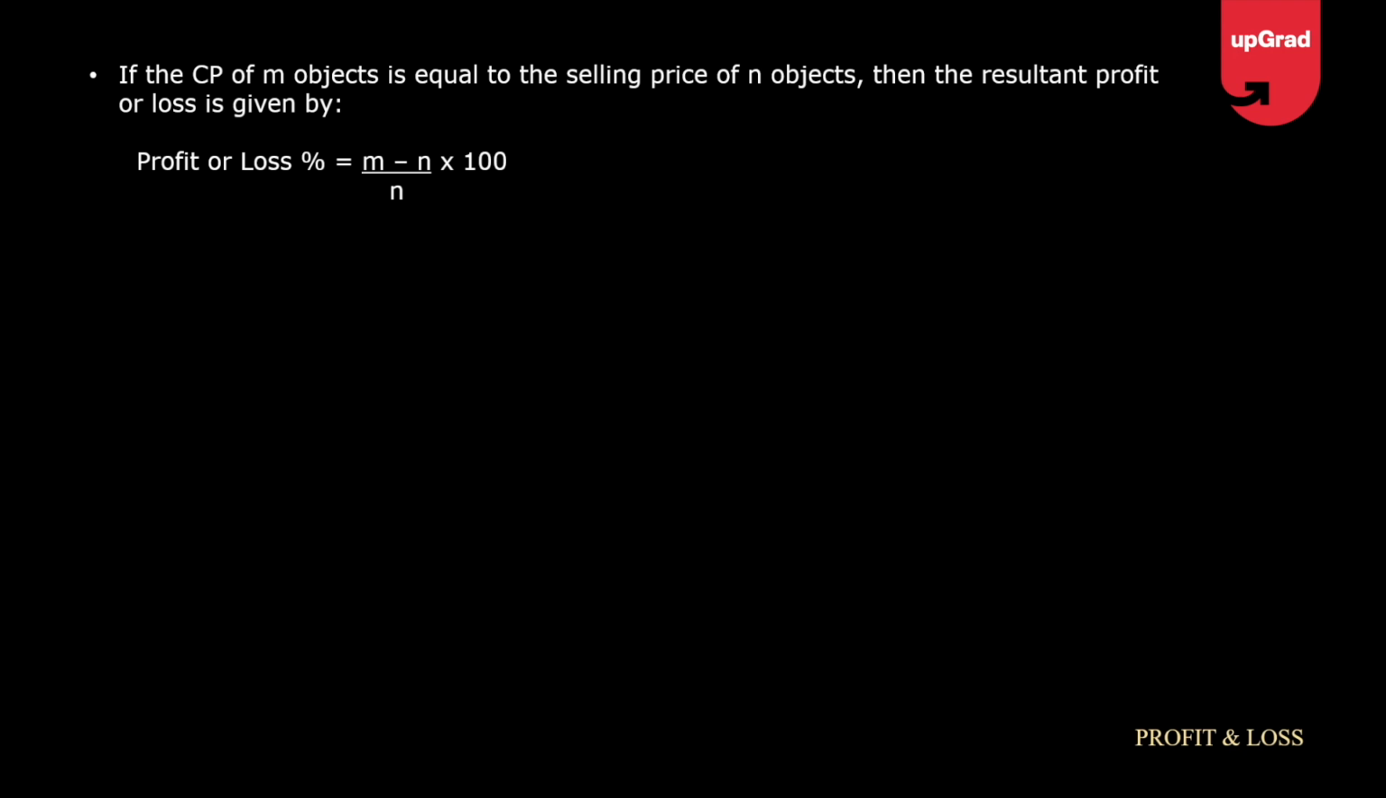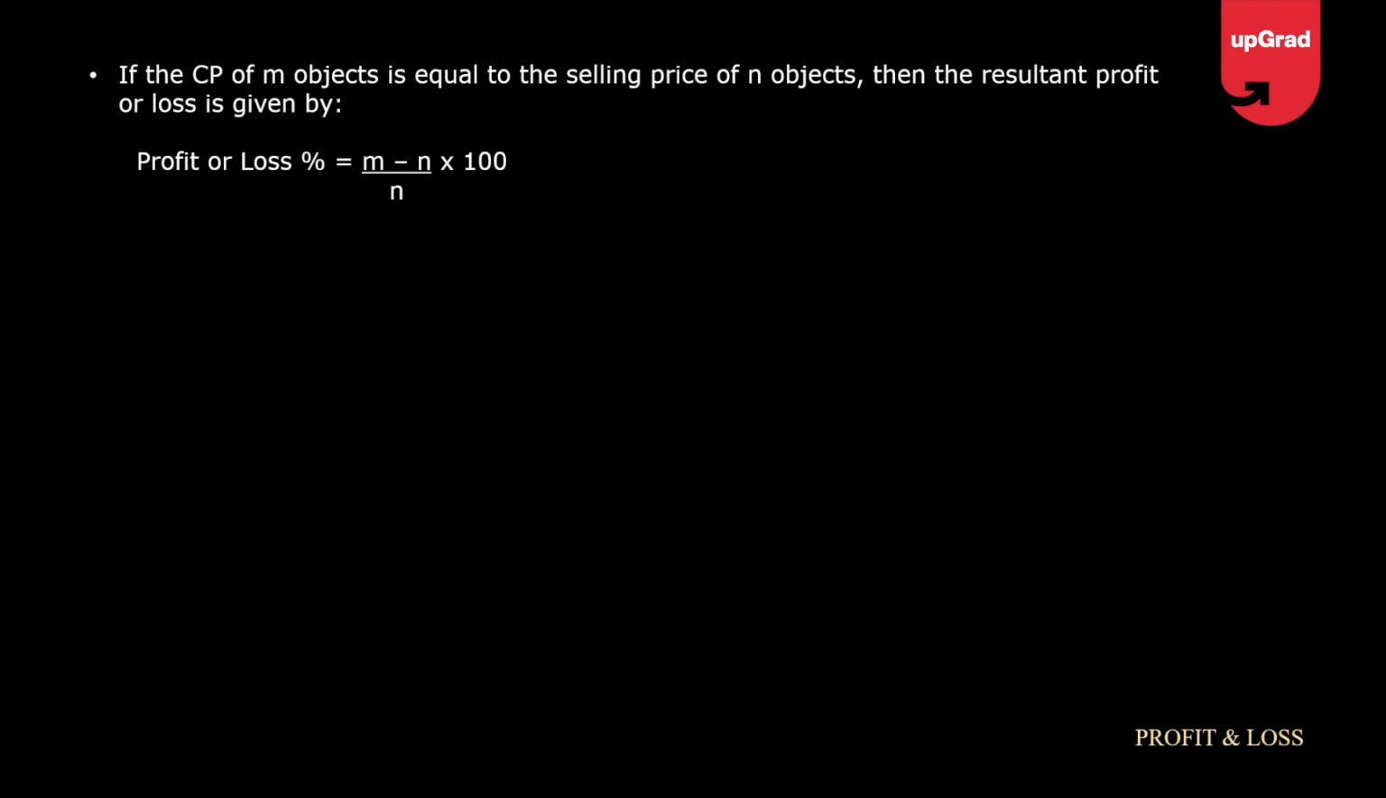So let me explain these concepts to you in detail, and then we'll see what kind of questions we get. Now this is something different. Maybe you have not studied them during your school days. So the statement on your screen says, if the cost price of M objects is equal to the selling price of N objects, then the resultant profit or loss is given by M minus N upon N multiplied by 100. Now what does that mean?